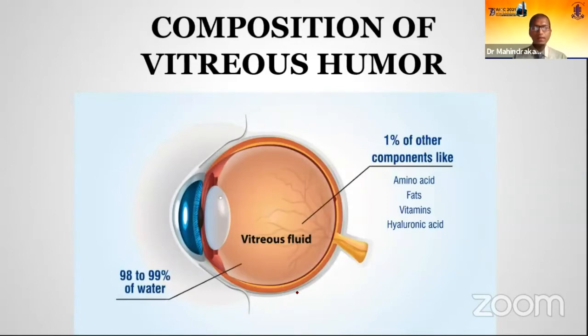So what is the composition of vitreous? This is how the gel is held. Though it is made of water, we know water does not escape because of the other components, which are primarily made up of amino acids, fats, vitamins, and hyaluronic acid.